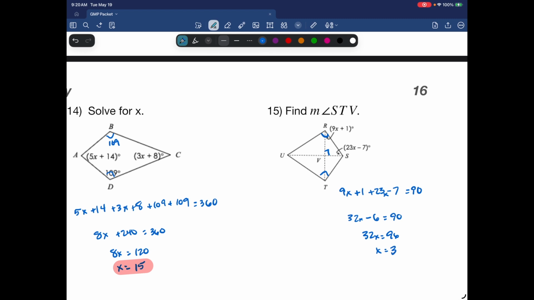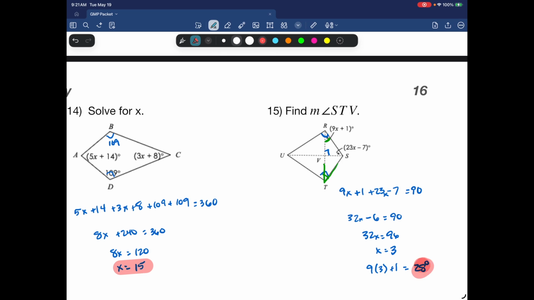All right, and then it says go find STV. STV is this angle right here. Well, that's the same as this angle right here. So 9 times 3 plus 1. It's going to be 28. Okay, so that's your angle.